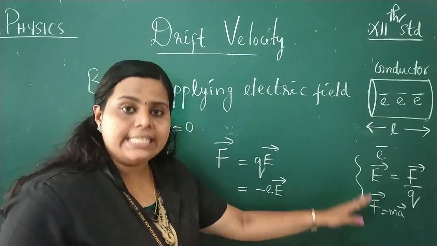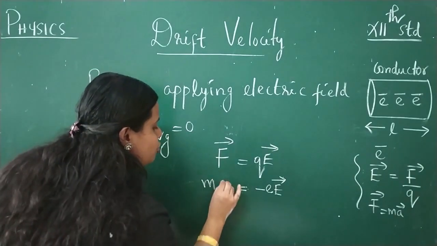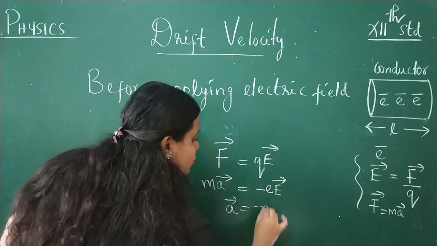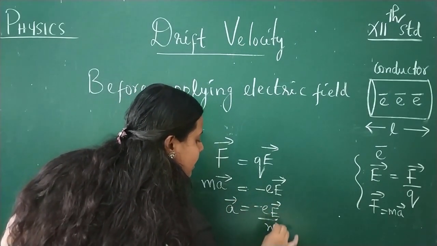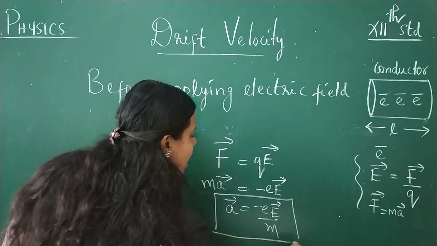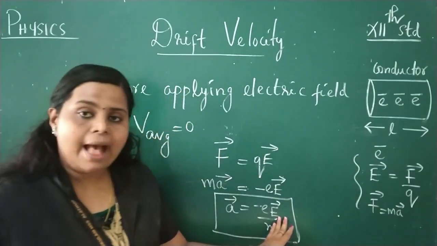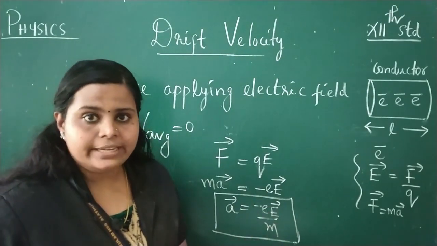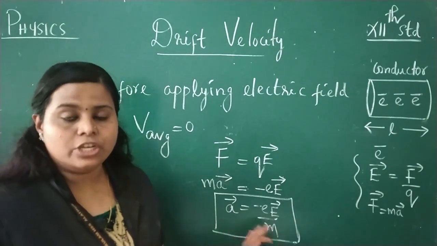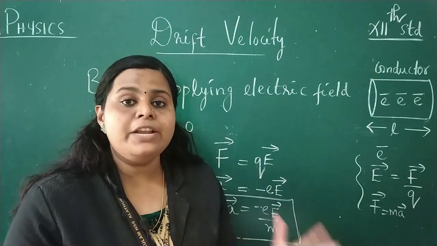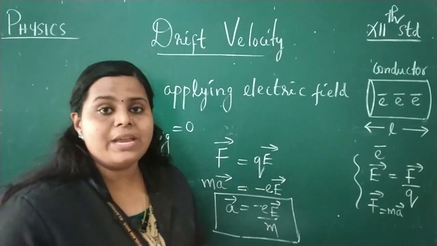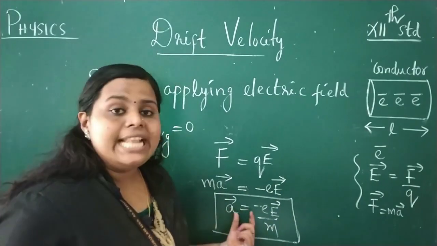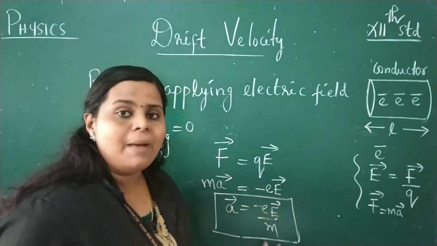So here we can apply the same expression, that is the force is the mass into acceleration, and from this the acceleration a is equal to minus eE by m, where e is the charge of electrons, capital E is the electric field and m is the mass of electron. Clear? So this is the expression for the acceleration. Under the influence of this electric field, the charges will experience a Coulomb force, and from this we got an expression for the acceleration, that is minus eE by m.